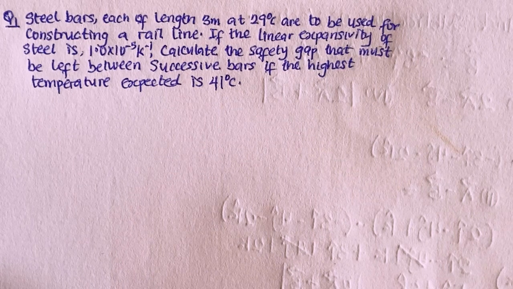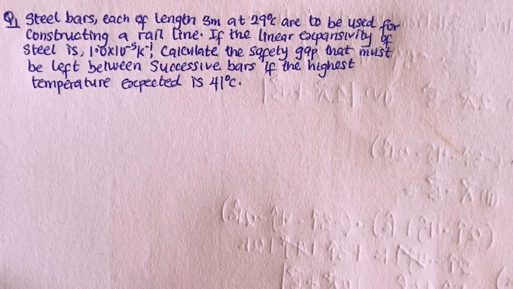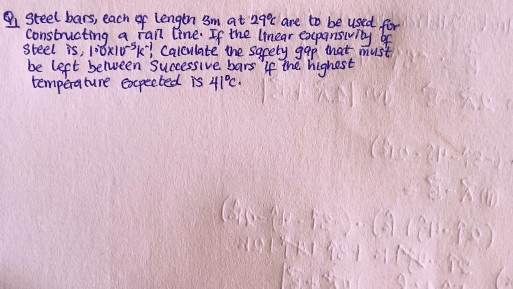The first case I'm having here. This question says steel bars, each of length 3 meter at 29 degree, are to be used for constructing a rail line.